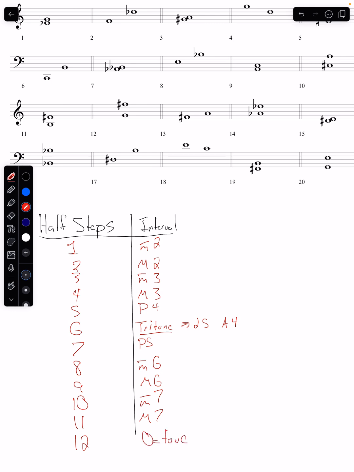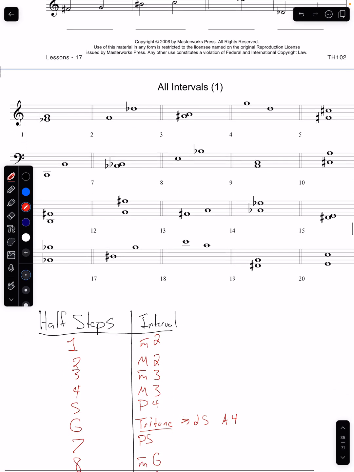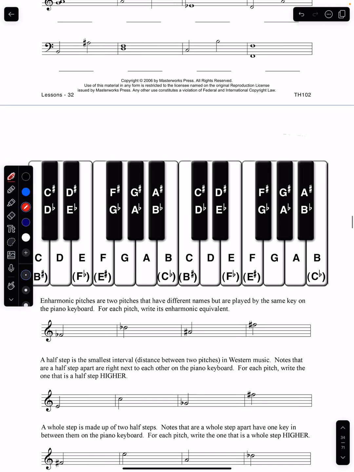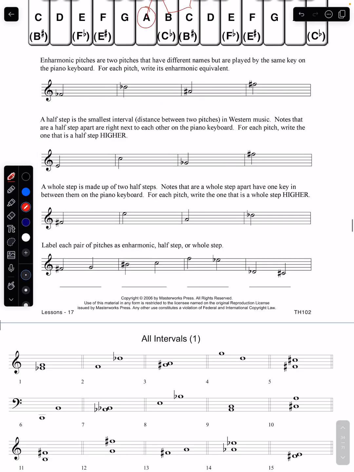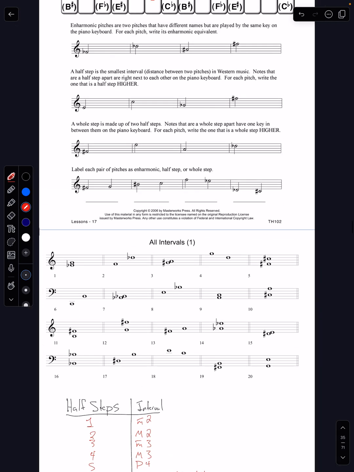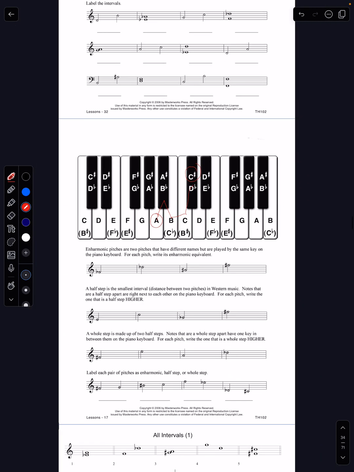So if I have a keyboard, like I do on this page, and you'll be provided one on your next quiz, if I see that I have an A and a C sharp, all I need to do is count the half steps. I know it's going to be a third of some type because I go A, B, C, so it's some type of third. This would be a minor second, major second, minor third, major third. So I know that A to C sharp would be my major third.